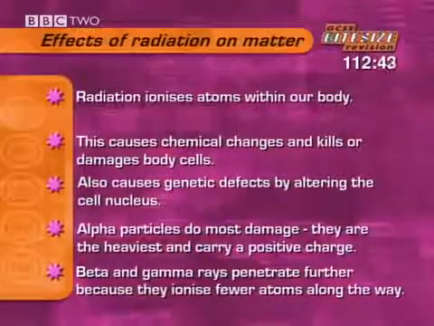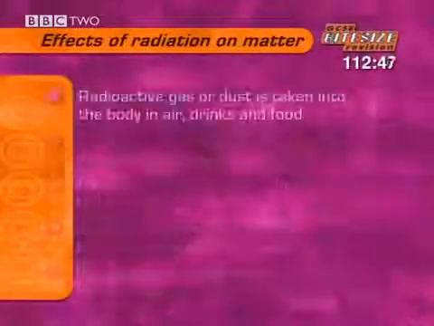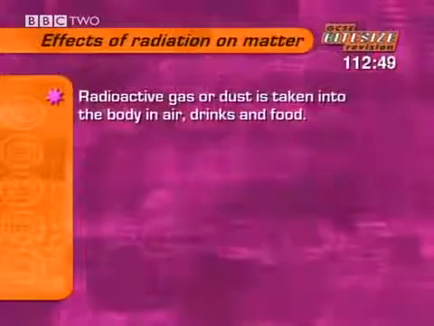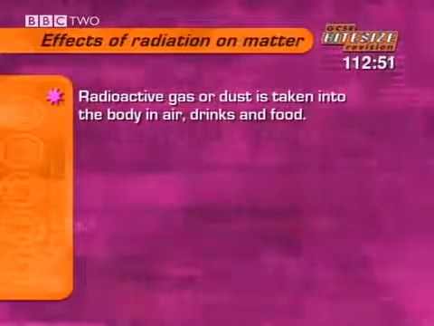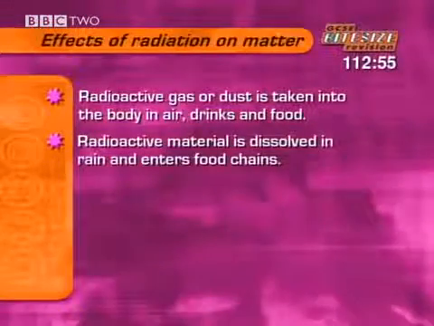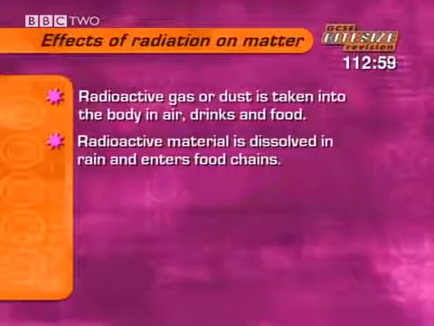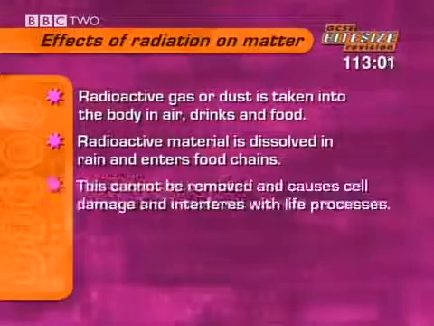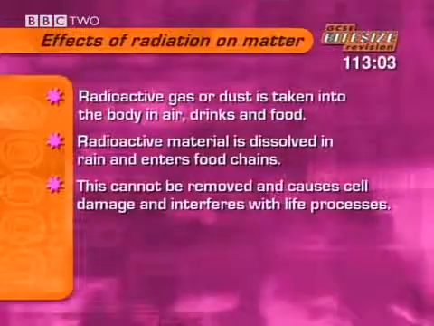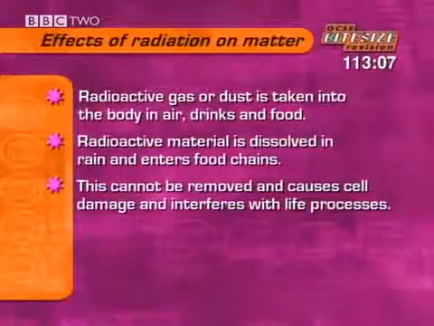But how does radiation get to us? Radioactive gas or dust can be taken into the body in the air, drinks and food. Radioactive material can also be dissolved in the rain and enter the food chain through grass. Once in the body, it cannot be removed. It causes cell damage and interferes with life processes.